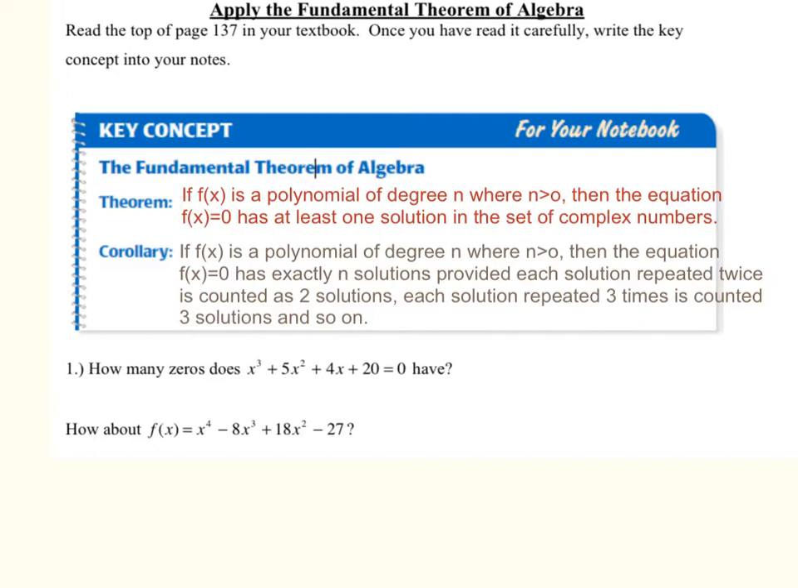The theorem states, if f of x is a polynomial of degree n, where n is greater than 0, then the equation f of x equals 0 has at least one solution in the set of complex numbers.